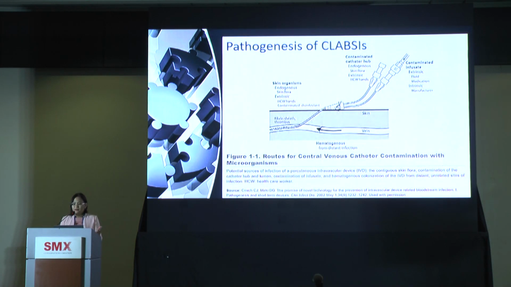So how do we get central line infections? These are associated with several mechanisms, whether it's contamination of the CVCs by endogenous microorganisms from skin, or extrinsic contamination from healthcare workers' hands or contaminated disinfectants. We also look at other factors in terms of contamination of our hubs, contamination of the infusate, as well as development of biofilms within the catheter.